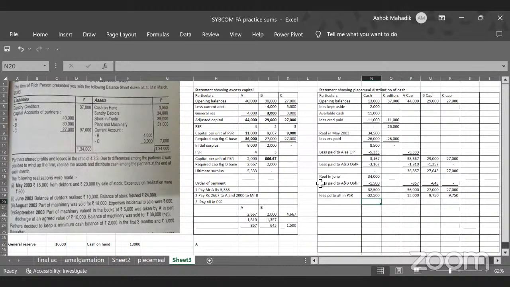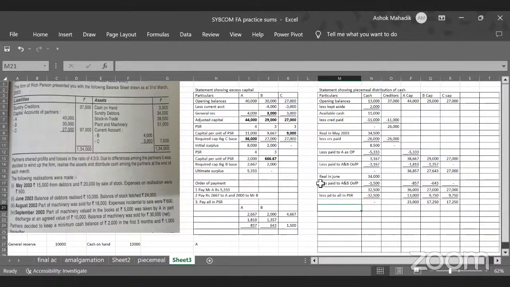So now the cash balance is 0. Partners' balance is 23,000 for A, 17,250 and 17,250 for B and C respectively. These are pending balances. Now we are done with June. Now we are going for August.